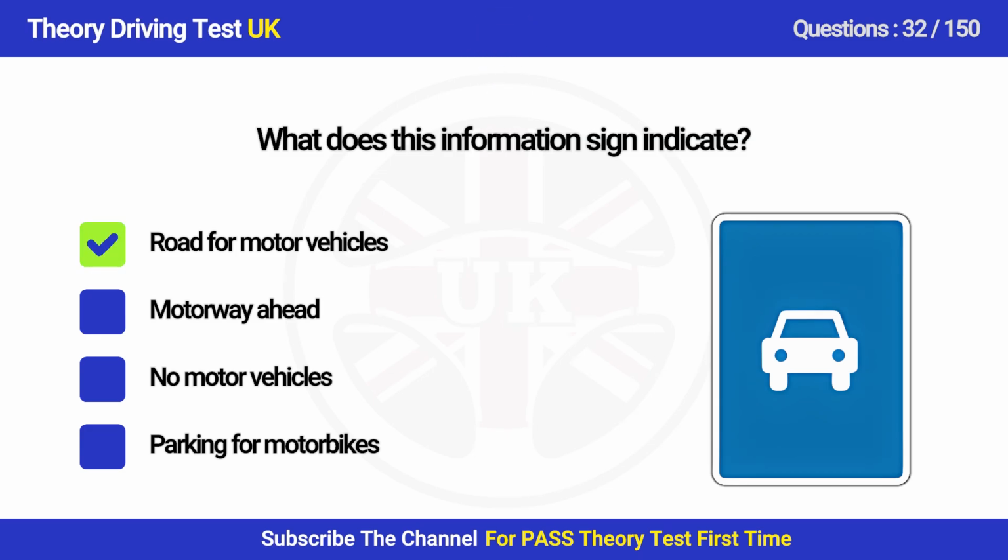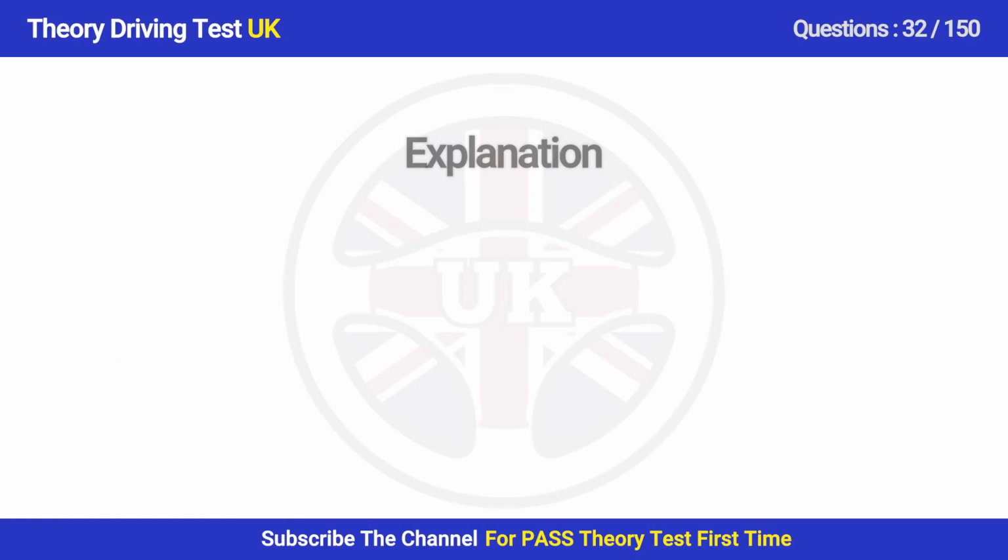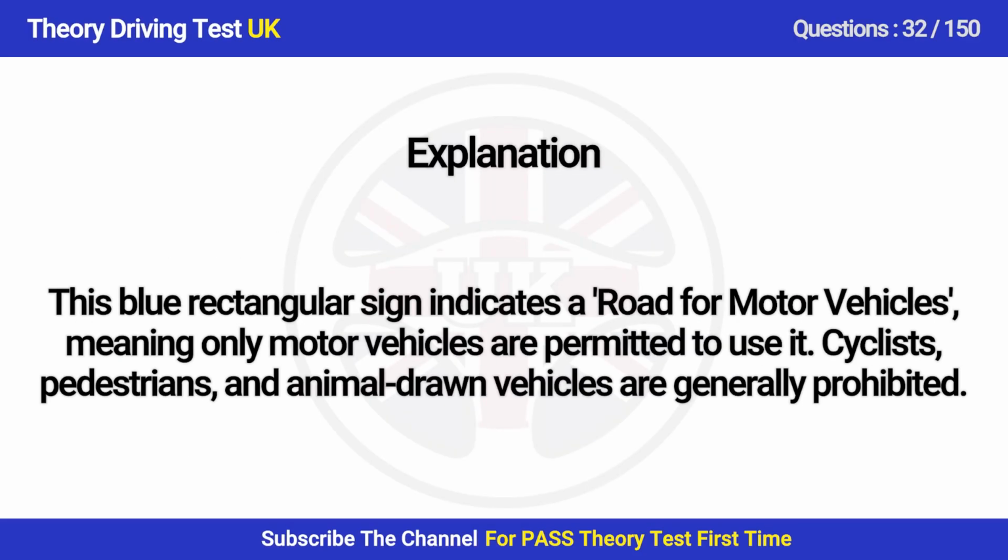Answer is A. Road for motor vehicles. This blue rectangular sign indicates a road for motor vehicles, meaning only motor vehicles are permitted to use it. Cyclists, pedestrians, and other vehicles are generally prohibited.